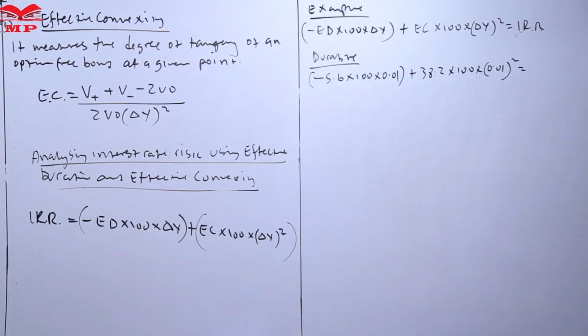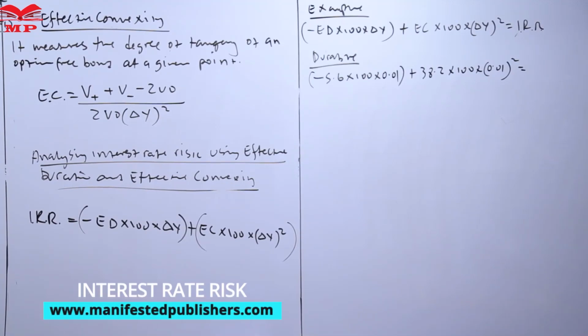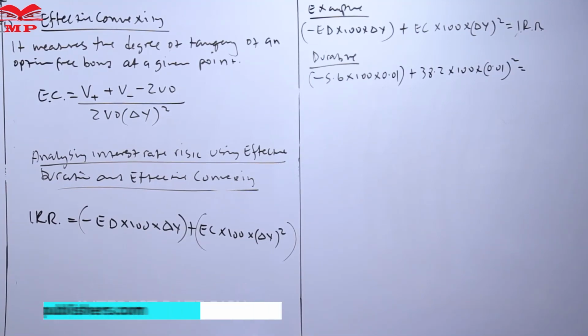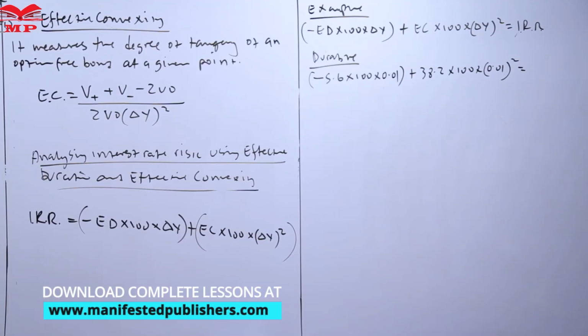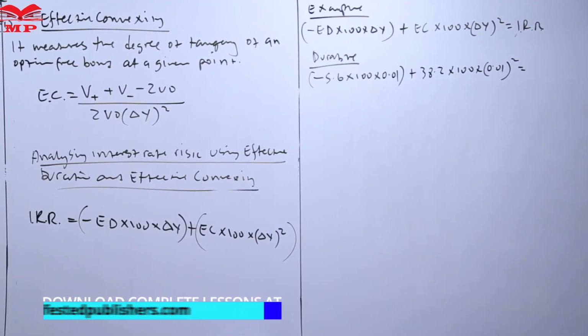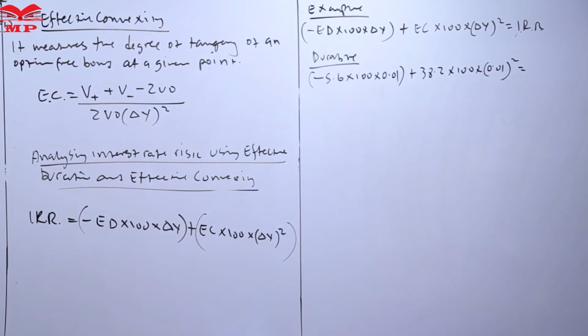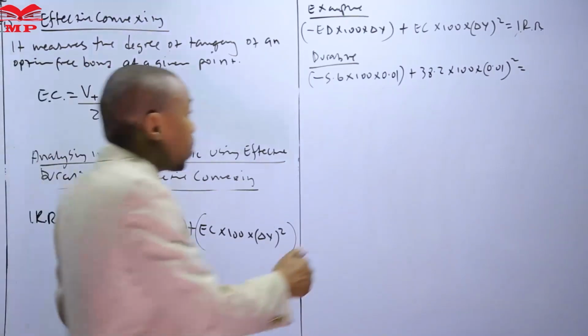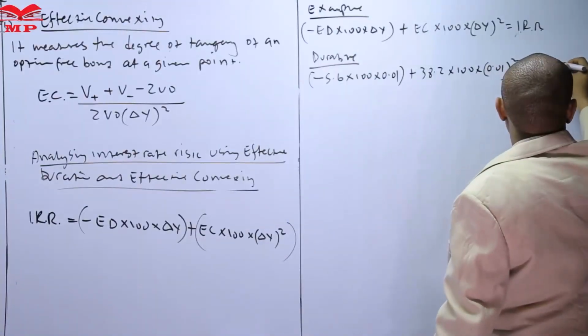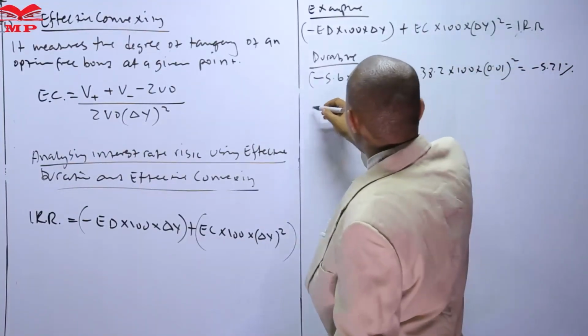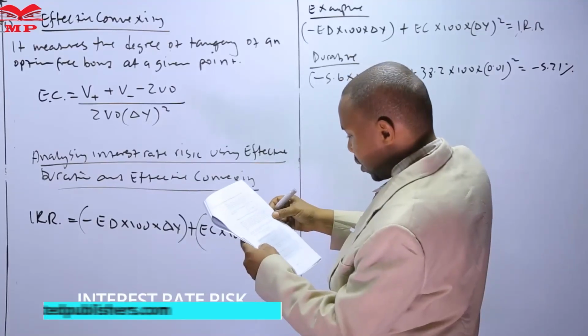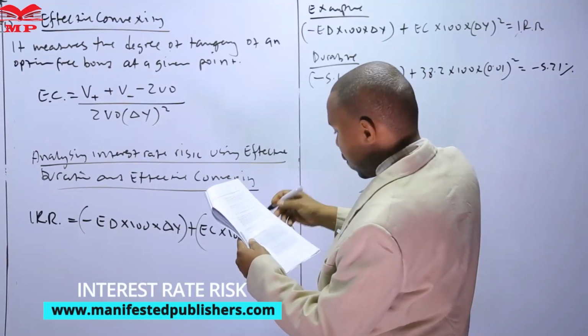So we have minus 5.6 times 100 times 0.01 plus 38.2 times 100 times 0.01 squared. We have minus 5.21%. Now we also have the other company, which is conversion force.